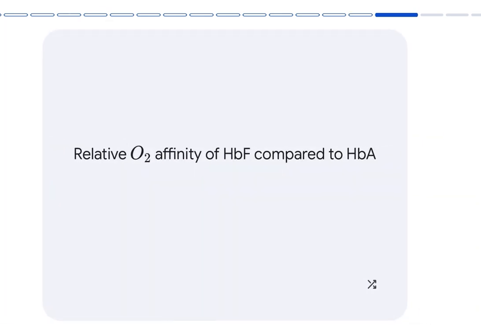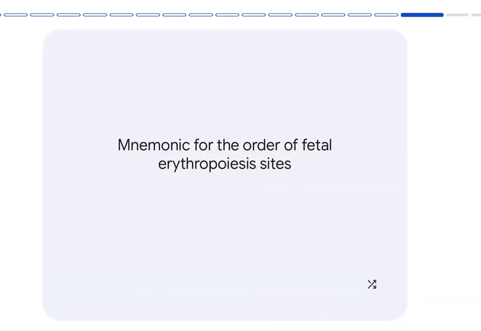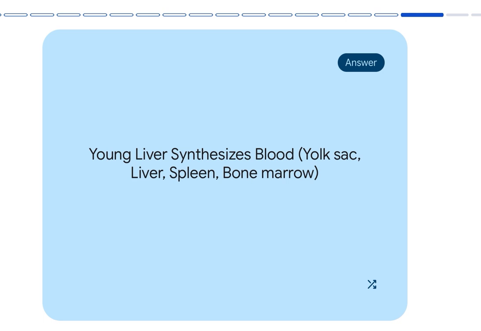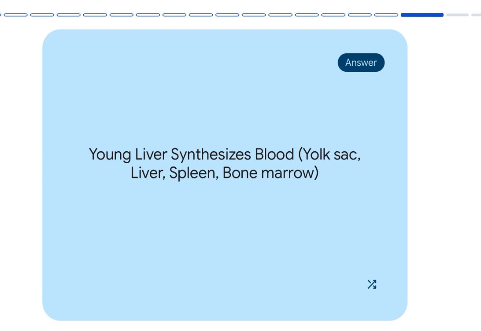Relative oxygen affinity of hemoglobin F compared to HbA: higher affinity, because fetal hemoglobin has higher affinity for oxygen than HbA. Mnemonic for the order of fetal erythropoiesis sites: young liver synthesizes blood: yolk sac, liver, spleen, bone marrow.